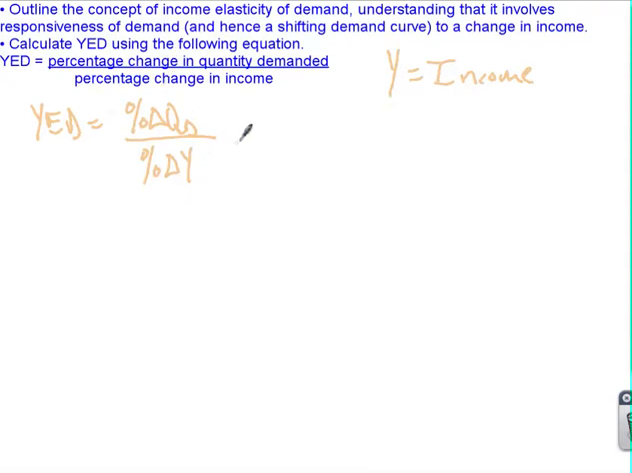Okay, so let's just take some examples here. So let's say that your income goes up, income increases by 10%. And let's say that we're buying shoes. All right. And so if your income goes up 10%, what's going to happen to the number of shoes you buy? Let's say that it goes up 30%. Okay. So what would be the income elasticity coefficient?